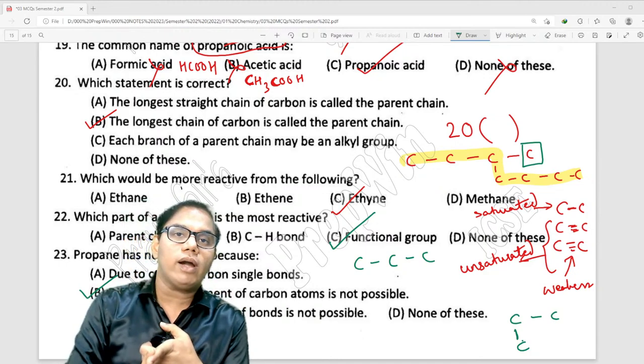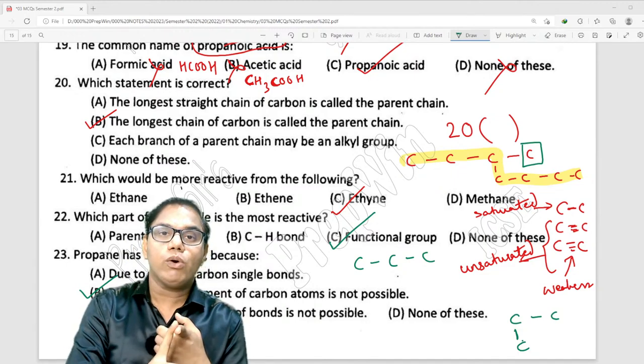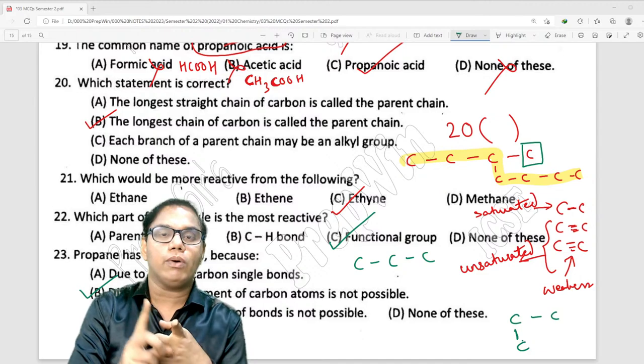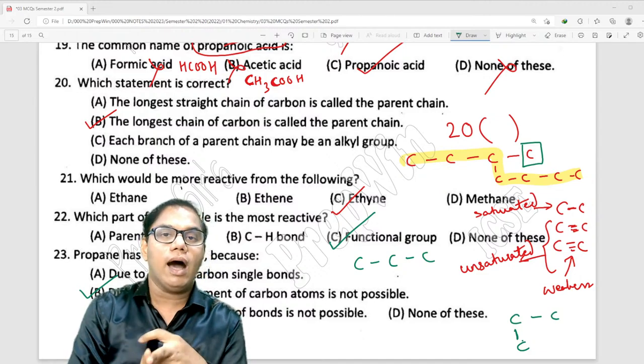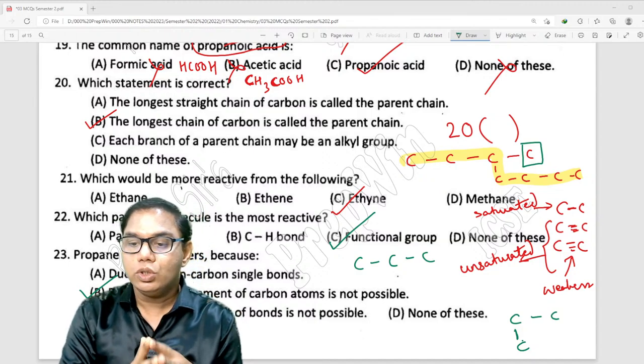Now, sure shot question from this is what goes under substitution reaction and what goes under the addition reaction. So saturated compound will undergo substitution reaction and unsaturated compound undergo addition reaction. This is a sure shot question.